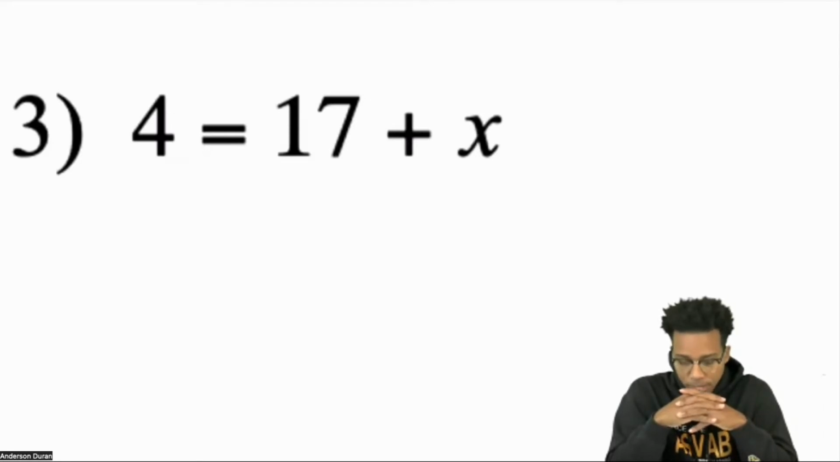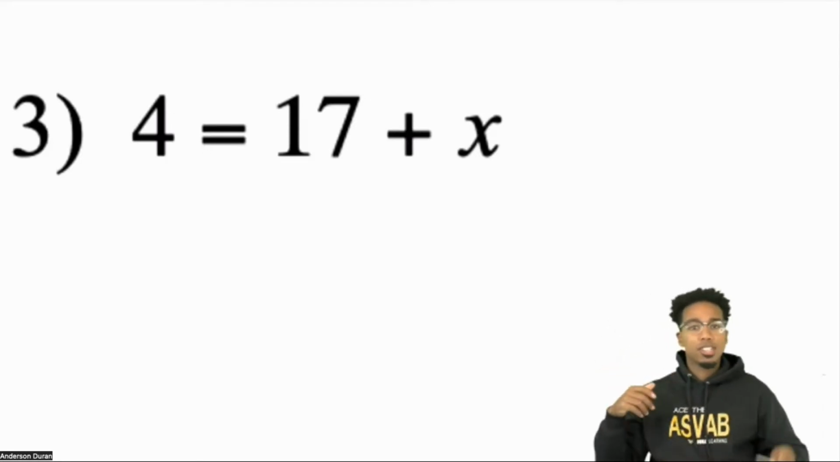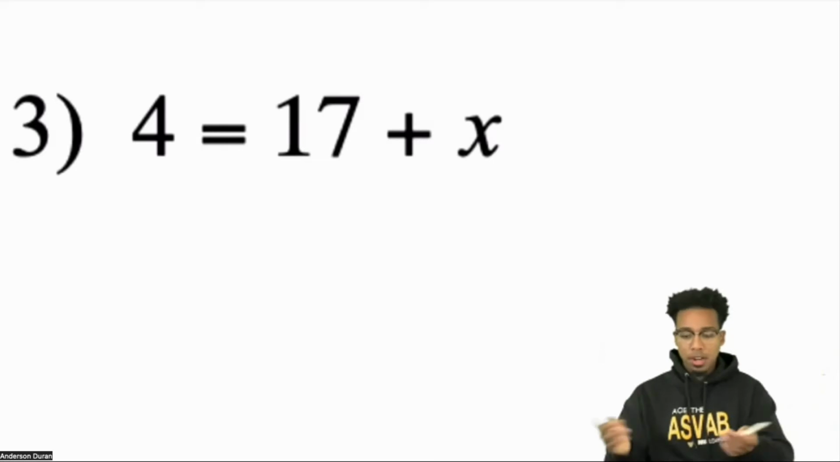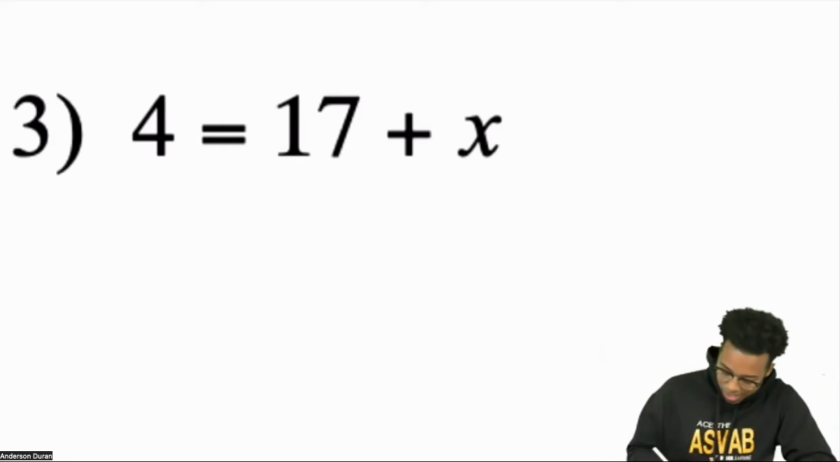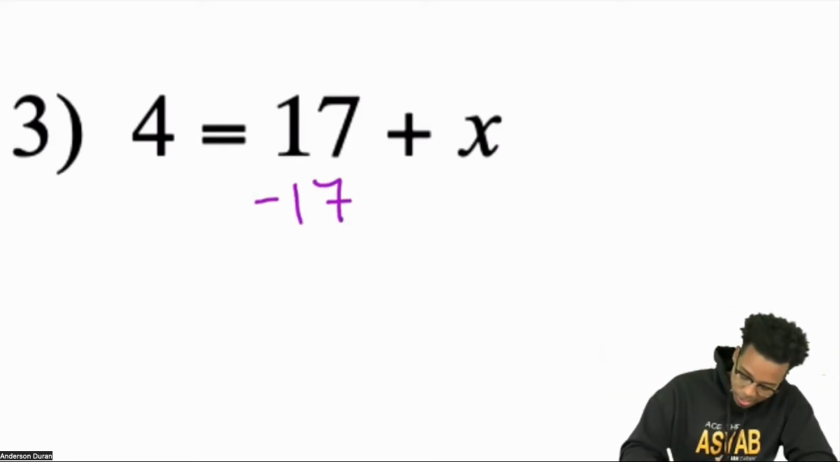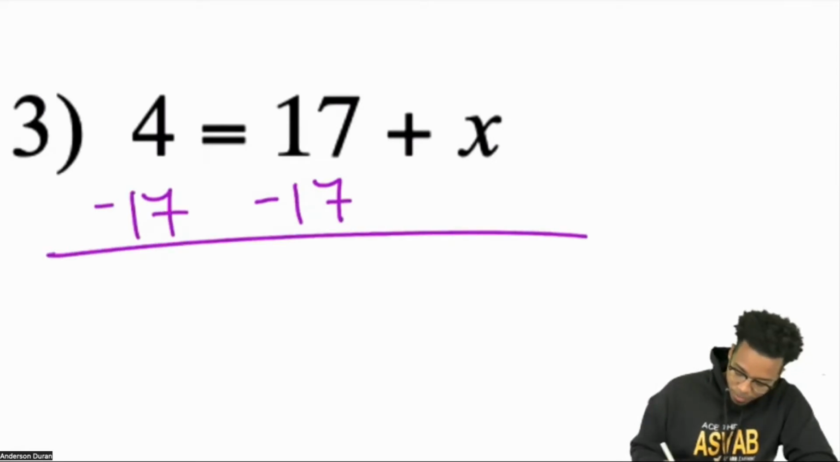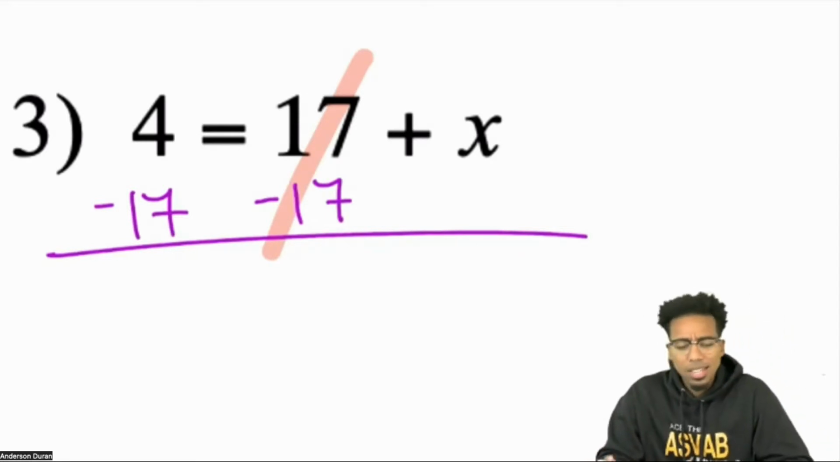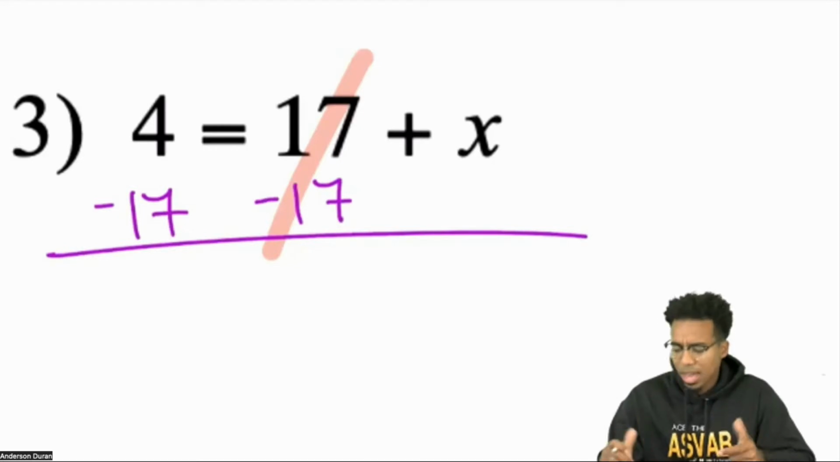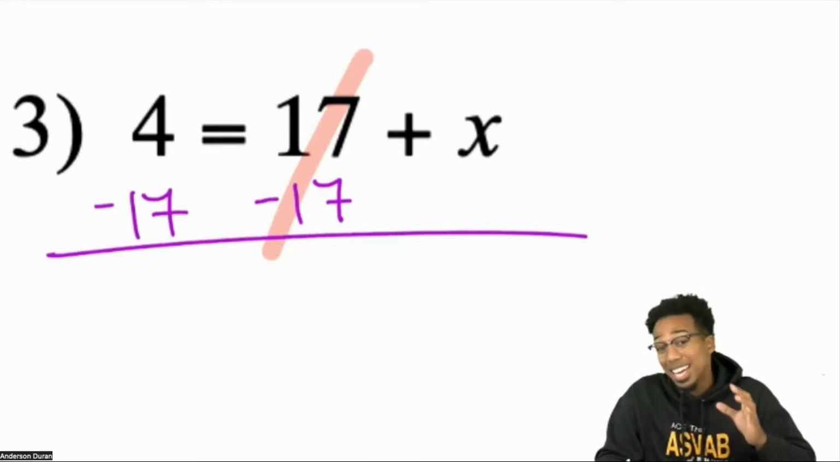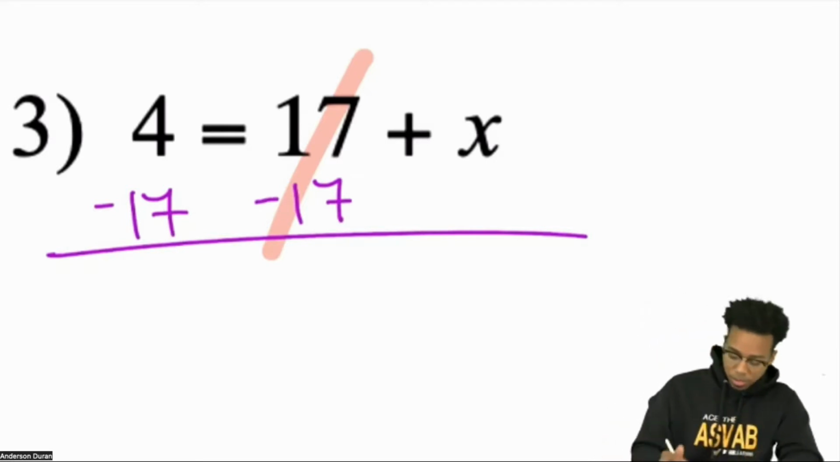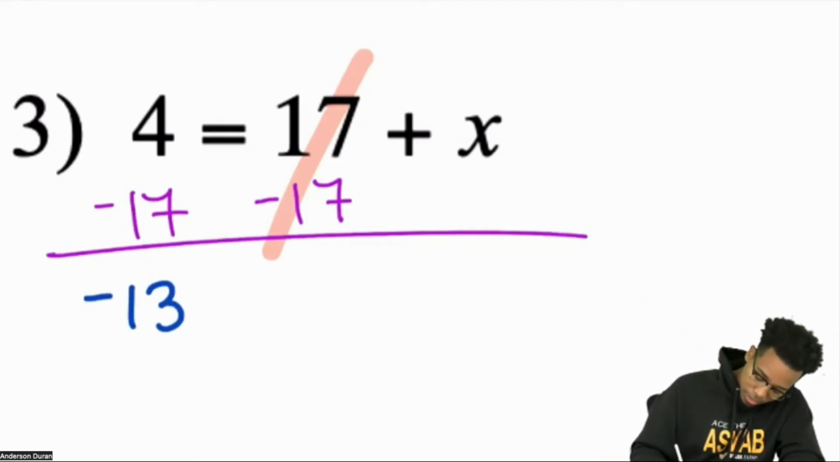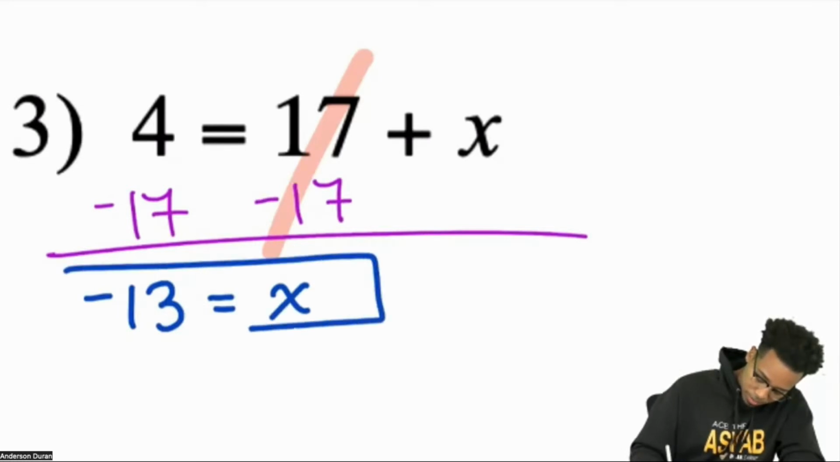That's right. Because again, 17 is just sitting there. It's being added there. So we will work backwards by subtracting that 17, and we're good, because that cancels out. And then we have 4 minus 17. Remember, when dealing with negatives, just do 4 minus 17 as 17 minus 4. That'll end up being 13, and it'll be -13 because you're subtracting the bigger number. So -13 equals X.